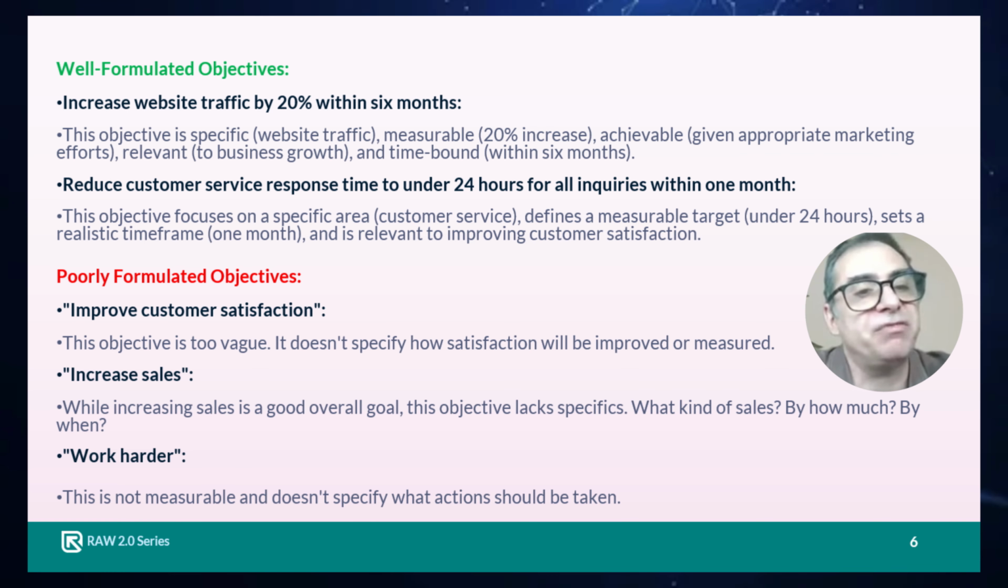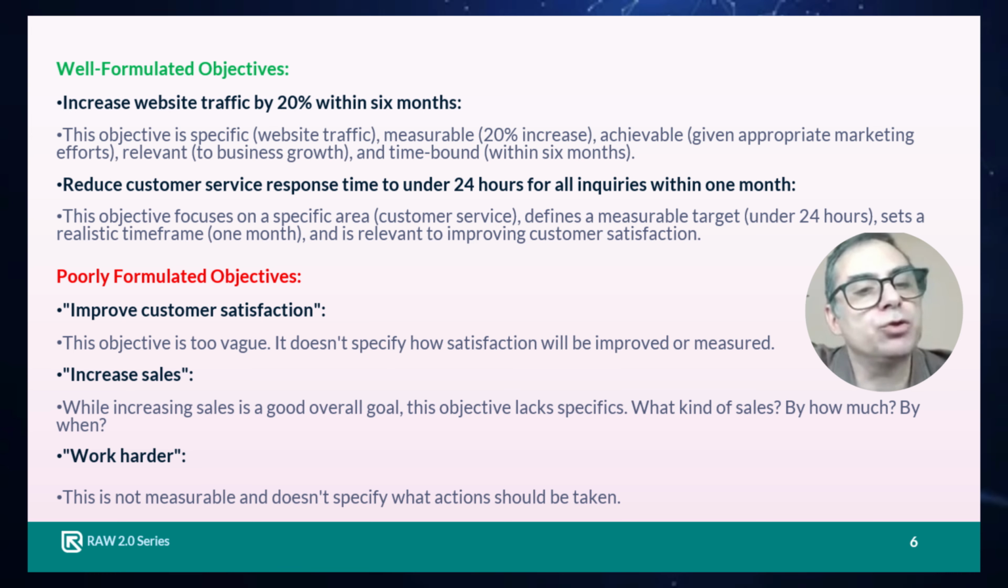Because it's specific, so it has a goal, a scenario, which is well-defined, like website traffic. It is measurable because it gives a number here, 20% increase, right? Achievable, of course, given appropriate marketing efforts, relevant to business growth, for instance, and time-bound within 6 months. So this is a very well-formulated objective, right?